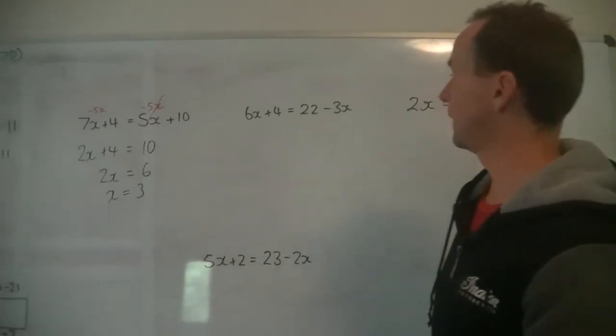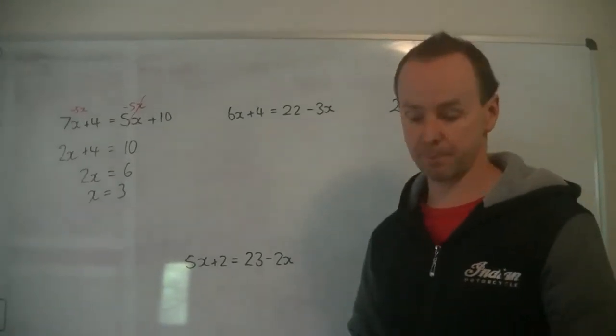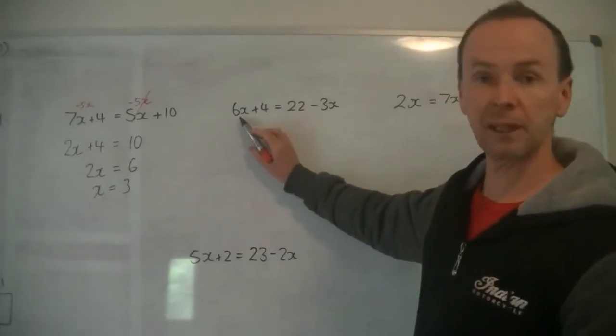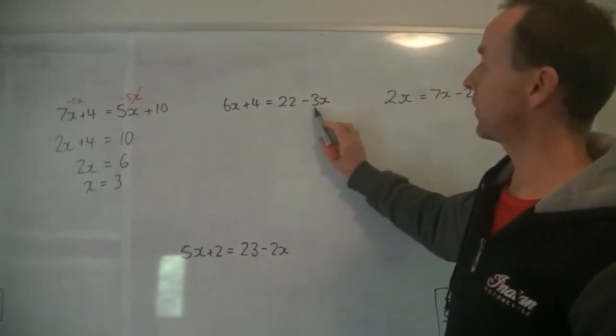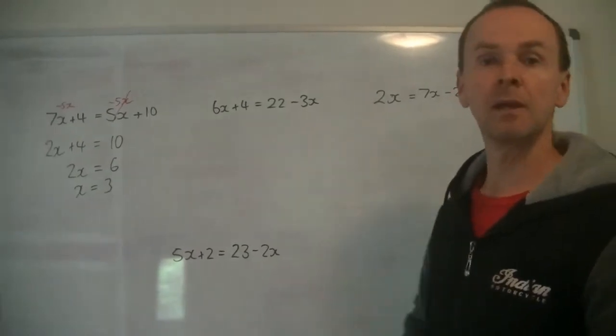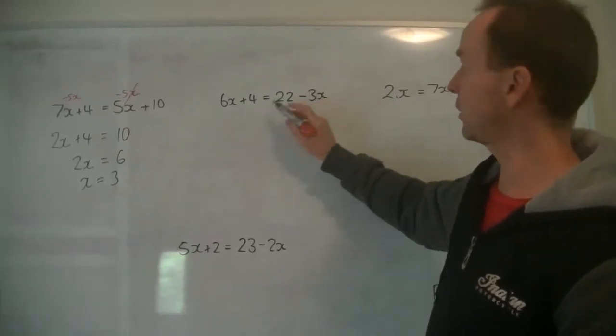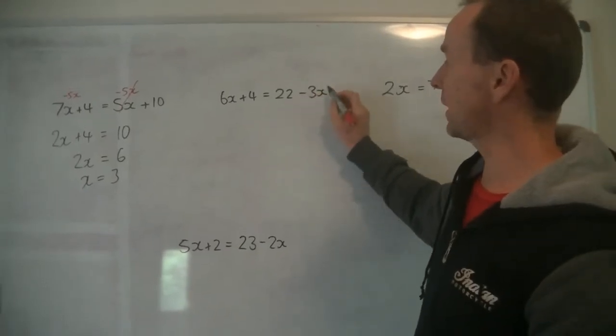Alright, next one. Now this one's slightly different to the other ones. If you look on this side, we've got a plus 6x. On this side, we've got a minus 3x. So which one's the lowest value? Well, of course, the negative value is always the lowest value. So we've got to get rid of minus 3x.